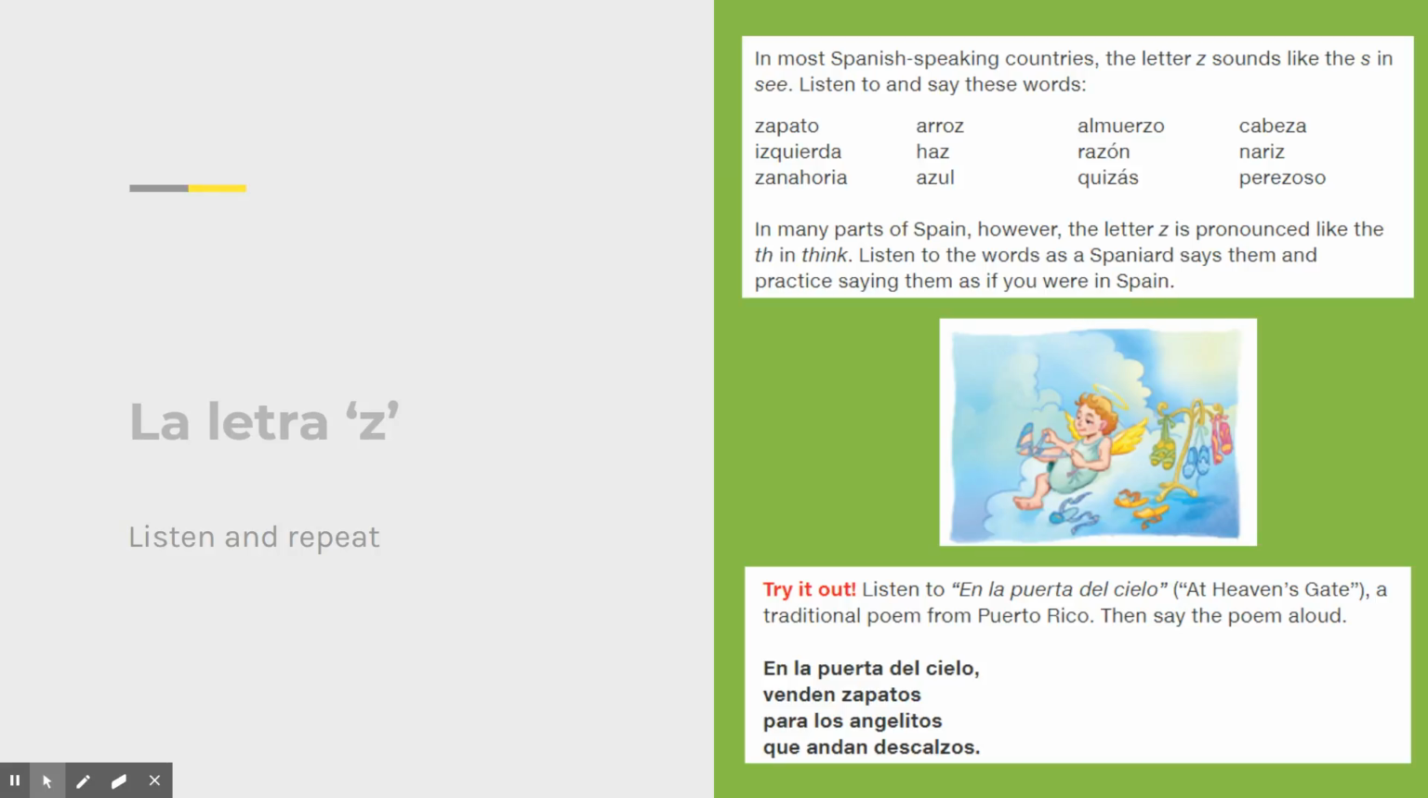Try it out. Listen to En la Puerta del Cielo, a traditional poem from Puerto Rico. Then say the poem aloud. En la puerta del cielo venden zapatos para los angelitos que andan descalzos. Okay, hopefully you were willing to try to pronounce these words along. Remember the zeta is pronounced like an S, except in Spain, where it would be like a TH sound.